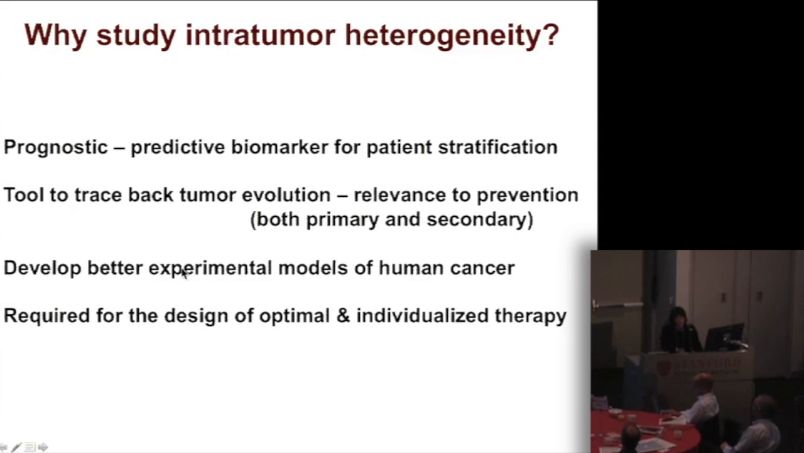If we better understand heterogeneity, then ideally we can also develop better experimental models of cancer that really reflect the complexity of real patient samples as close as we can. And then lastly, it's also required for individualized, optimized therapy for everybody. And I will show you some examples in our studies that correspond to each of these statements.